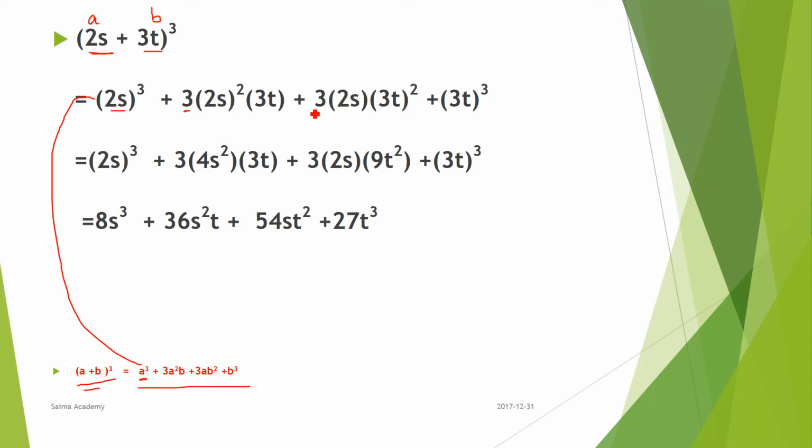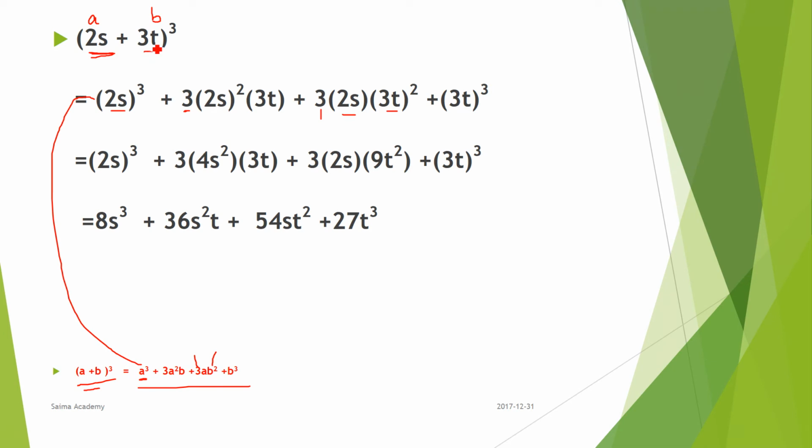This is plus 3, again this 3, and then a. So what is a? 2s is the a. What is b? 3t is the b, but you have to make the square because in the formula we have b square and then plus b cube.